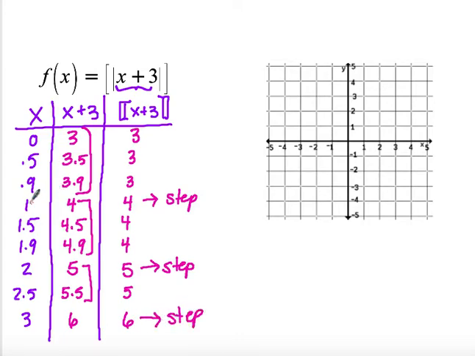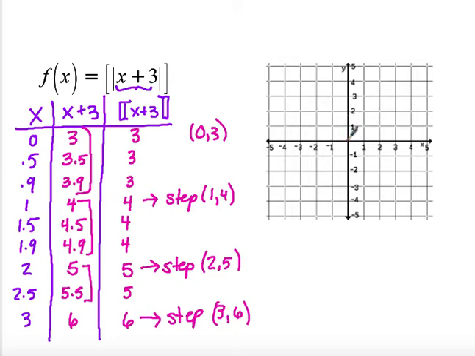So what we're concerned with here, I really don't need this middle column at all. What I need is the ordered pair 0, 3. Then it's going to step at 1, 4. Then it's going to step at 2, 5. Then it's going to step at 3, 6. And then it's going to stay constant in between those x values.